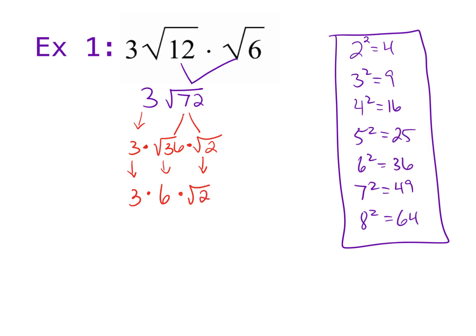So from here, or at this step, am I finished? What's the last thing I can do here? Yeah, we can multiply the 6 and the 3, right? Because those are both just normal whole numbers. So 6 and 3 gives me 18. And then just put the square root 2 right next to it.